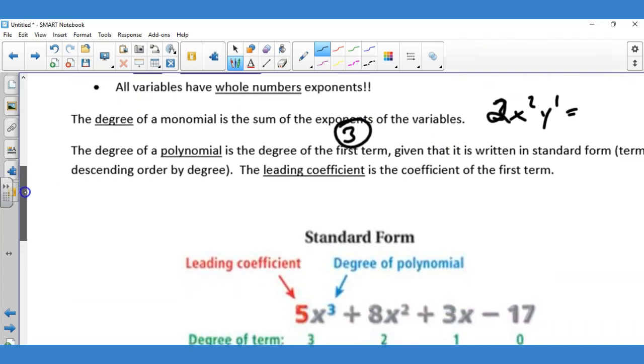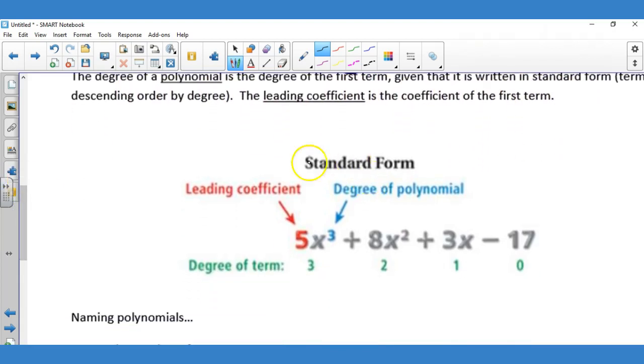The degree of a polynomial is the degree of the first term, given that it is written in standard form. First of all, let's talk about standard form. Standard form is written in descending order. See how this is cubed, squared, first, x to the 0. 3, 2, 1, 0. That's descending order. That's what's called standard form.